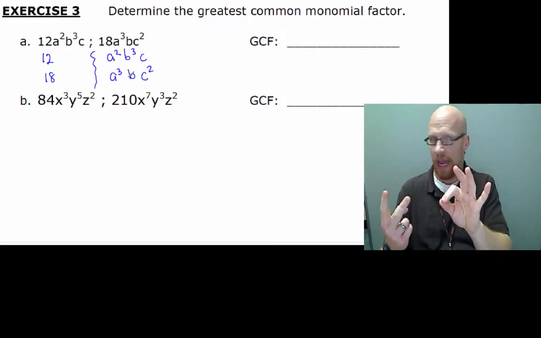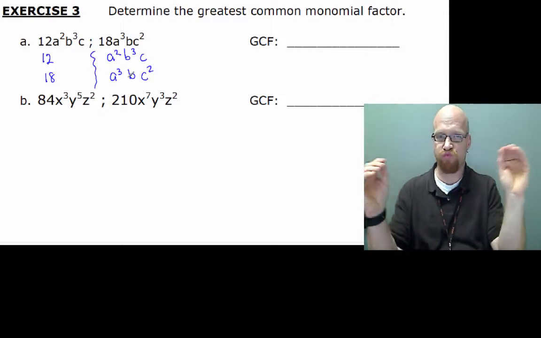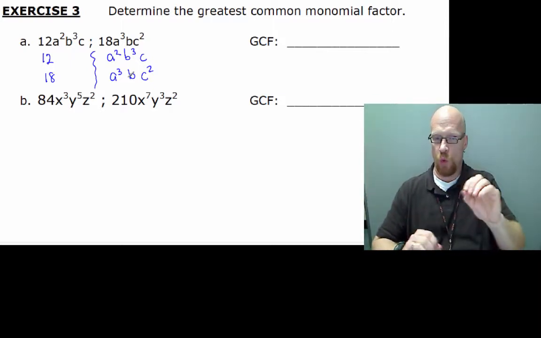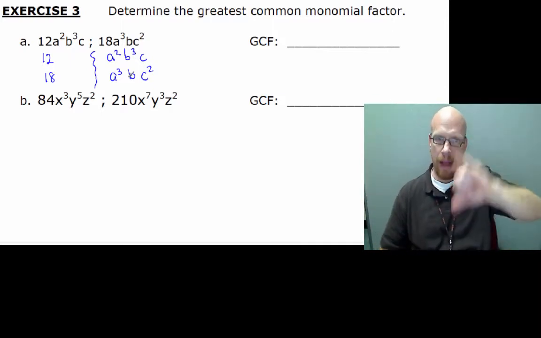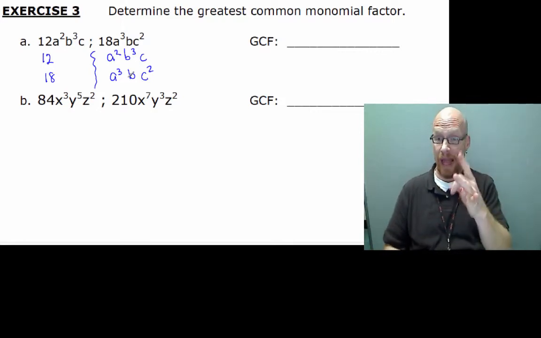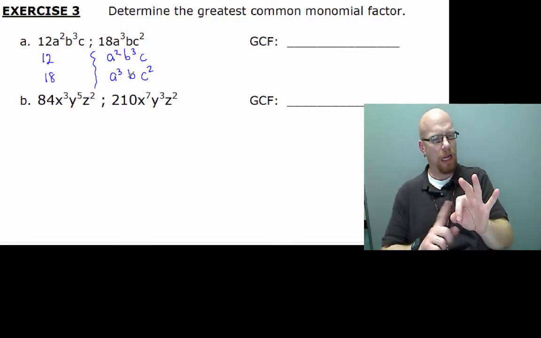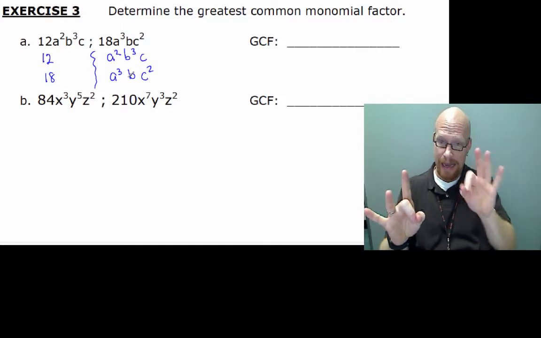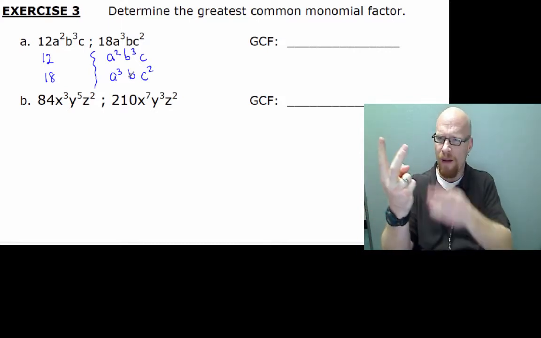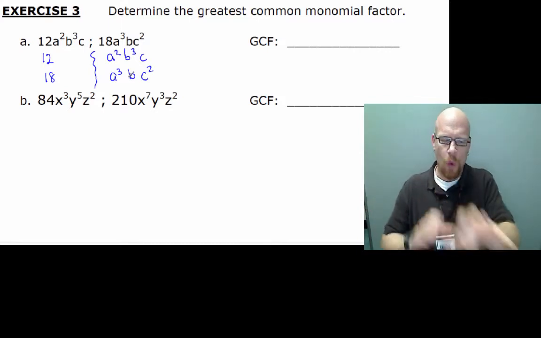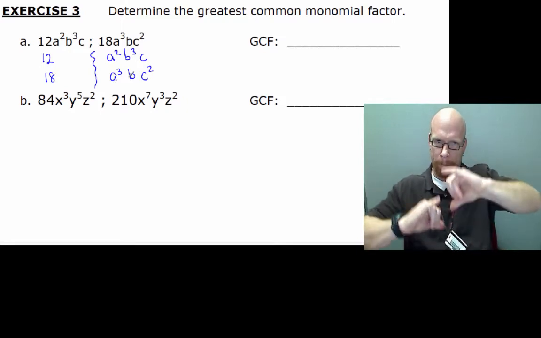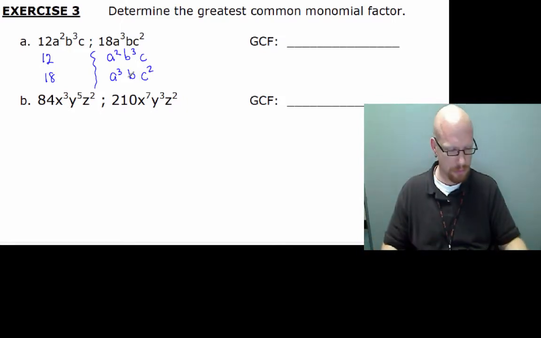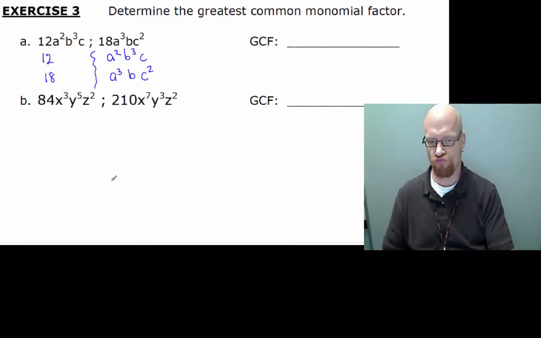Okay, now are there any bigger ones than 6? Not 7, 8, nor 9, nor 10, and not 12. Well, 12, yes, but 6 is the biggest common factor. Now for 18, you can say 9 is bigger than 6, but while 9 can divide 18, 9 cannot divide 12 evenly. We have to have the same factor. It has to be common.